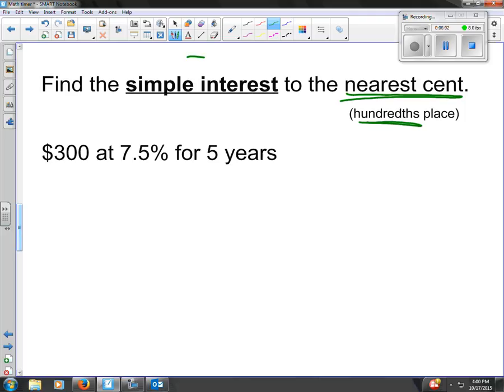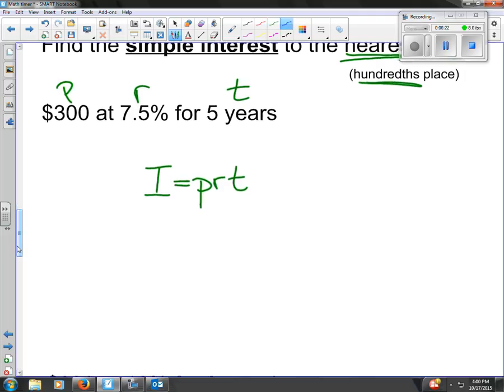Now it says find the simple interest. So we're looking for I. So it's I equals P times R times T. At $300, that's your principal, at 7.5%, that's your R, for 5 years is your T. So again, the hardest thing is for you to get this percent into a decimal. Right now it's a percent.